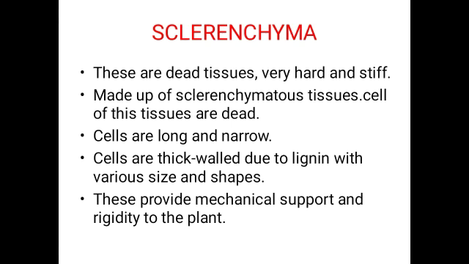So in the parenchyma, the cell wall is made up of cellulose, and in the collenchyma, it is made up of pectin, and here lignin. These are the differences in the cell wall arrangement. So here the cell is thick walled due to lignin, with various size and shape. These provide mechanical support and rigidity to the plant. So this sclerenchyma is very thick and it provides the mechanical support and rigidity to the plants.